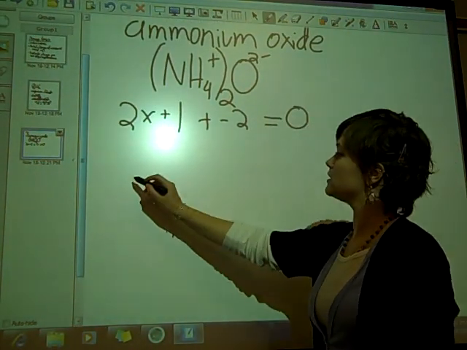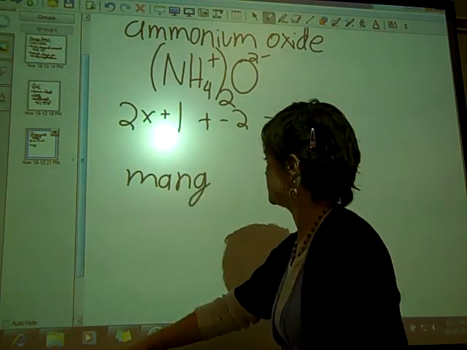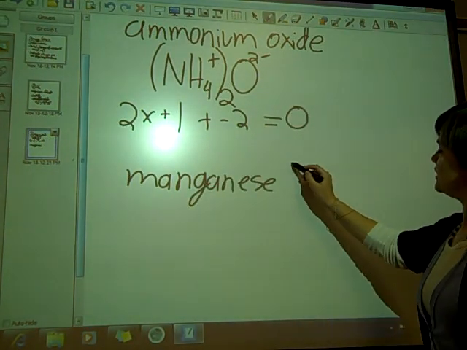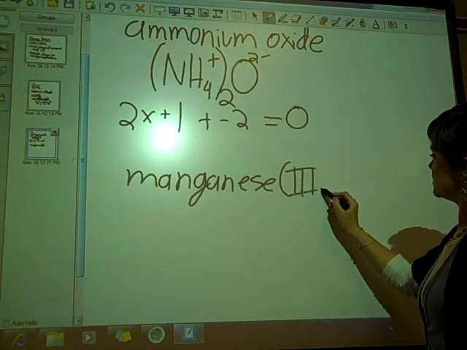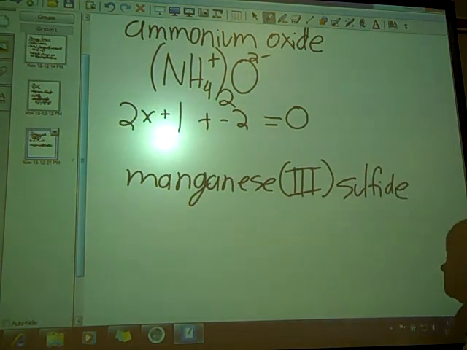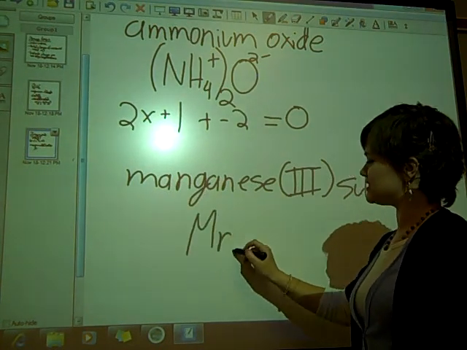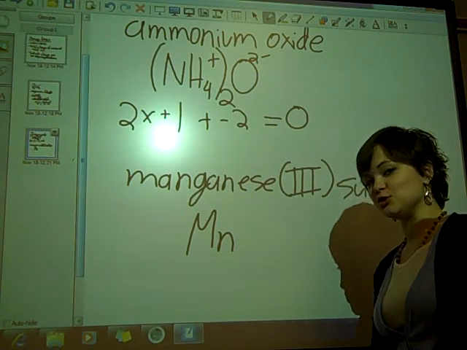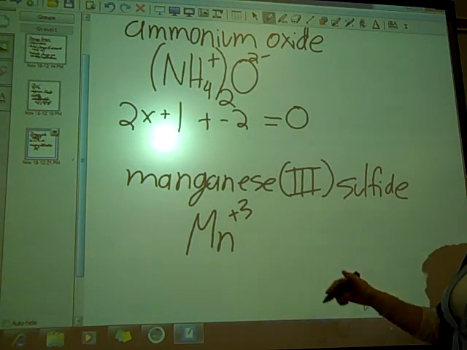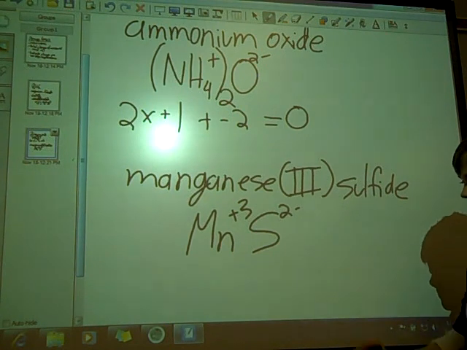Let's do one more. Perhaps, whoops, manganese. Spelling never was my strong suit. Manganese(III) sulfide. Let's go ahead and write the formula for this guy. Manganese is Mn. Your parentheses indicate your charge. So in this case, manganese has a plus 3 charge. Onto our sulfide, S. S has a negative 2 charge.